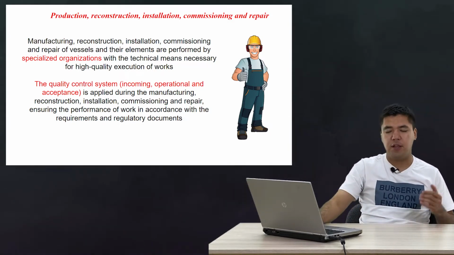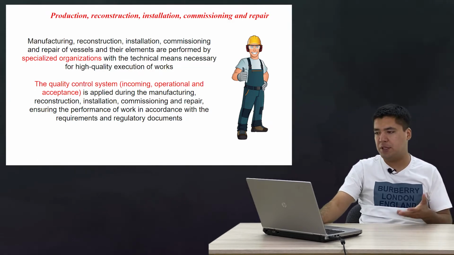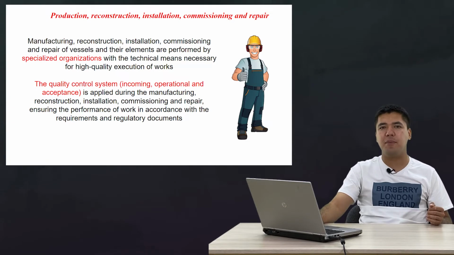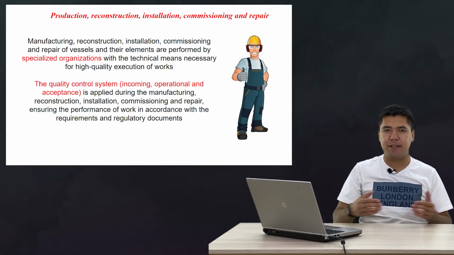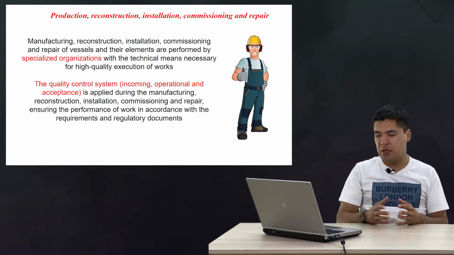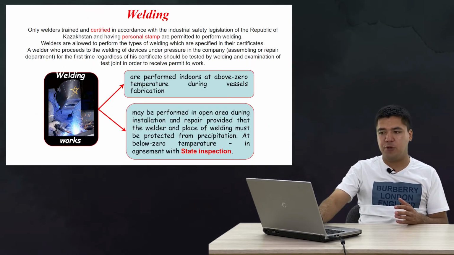And of course, we know that many details and parts of a pressure vessel are metals or metal-based alloys, and in order to connect them, we use welding. So what is welding? I guess no need to explain it to you. And we are going to speak about requirements for welding activities in our country.